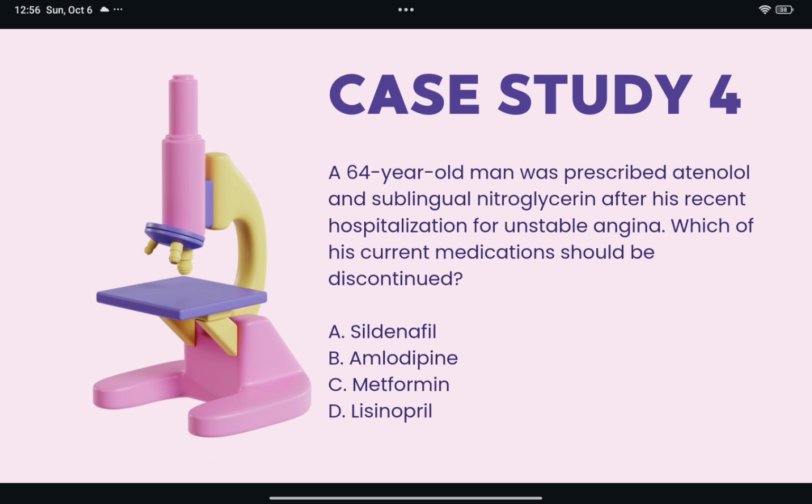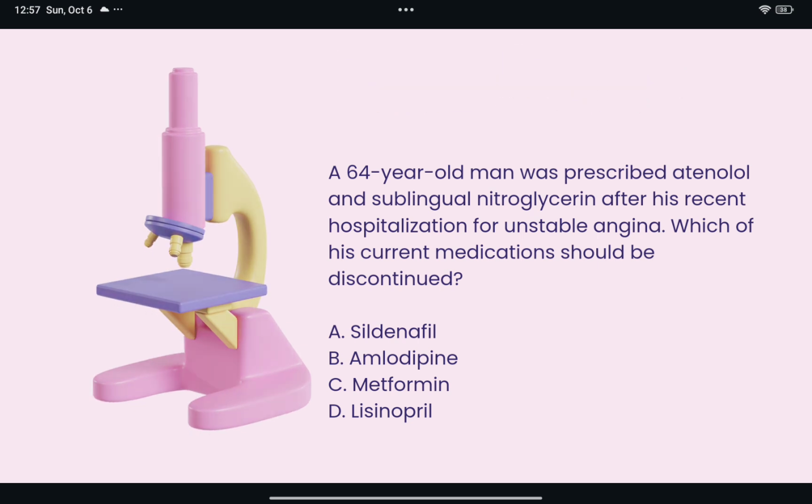Next, a 64-year-old man was prescribed atenolol and sublingual nitroglycerin after his recent hospitalization for unstable angina. Which of his current medications should be discontinued? These are all his current medications: sildenafil, amlodipine, metformin, lisinopril. When he is given nitroglycerin, PDE5 inhibitors, that is sildenafil, will interact and potentiate the vasodilator effect of nitroglycerin. So an unsafe drop in BP will occur. They have a drug interaction and should not be taken together. So sildenafil, option A, is correct.